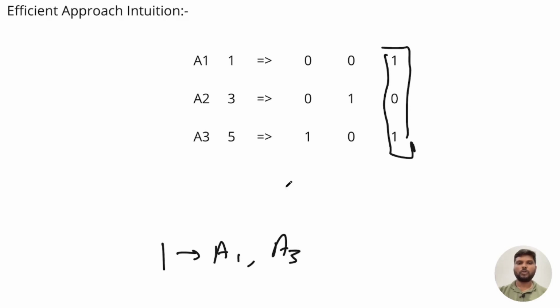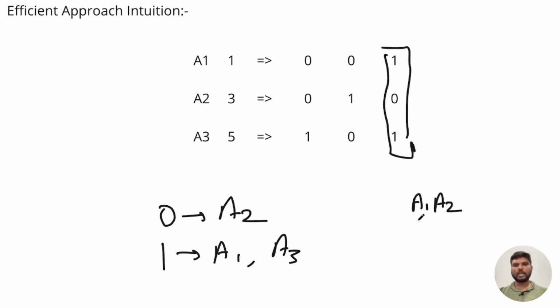Okay, so a1 as well as a3 has 1 in their last bit, right? Which numbers has 0 in their last bit? It will be a2. Okay, cool. So hope we are clear until this point, right?